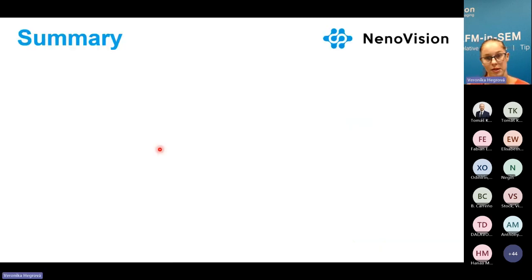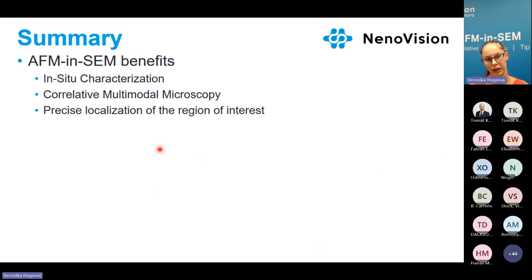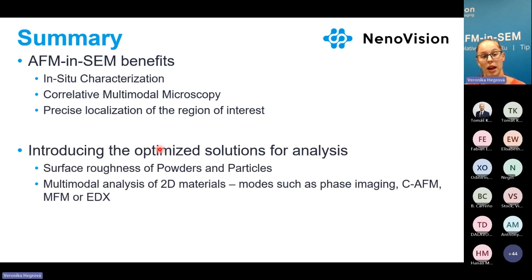I'd like to summarize my talk. So we talked about the AFM-in-SEM technology with Lightscope. What are the main benefits, which are in situ characterization, correlative multimodal analysis, and precise localization to the region of interest. And I introduced the optimized solutions for analysis of surface roughness of powders and particles in different use cases in pharmaceutics and in the ceramic industry.